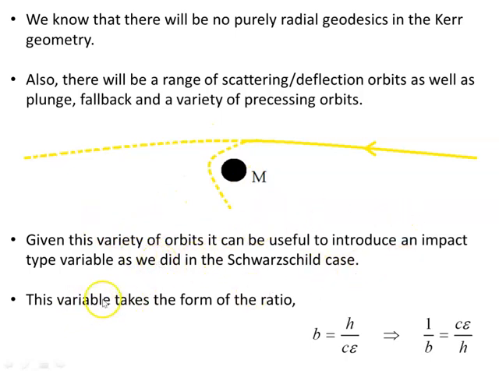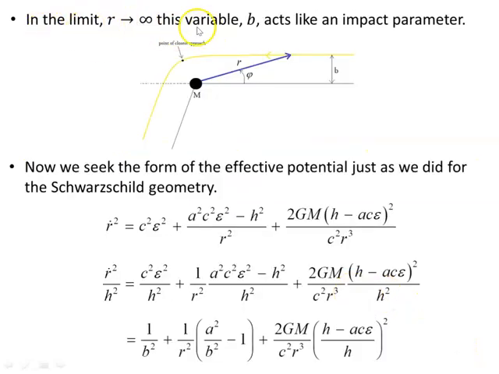Now, we're going to take an impact parameter we'll call B. This variable takes the form of B is the angular momentum of the particle involved, not of the black hole, but of the particle itself, over the energy parameter times C. And so that means 1 over B is the reciprocal of that, C times the energy parameter over H. All right, now in the limit R approaches infinity, this variable B acts like an impact parameter. You can imagine a light ray coming from far off to the right, passing the mass. So this value here you could describe as an impact parameter.